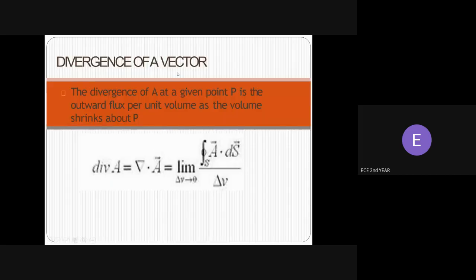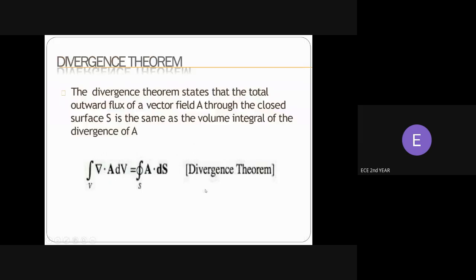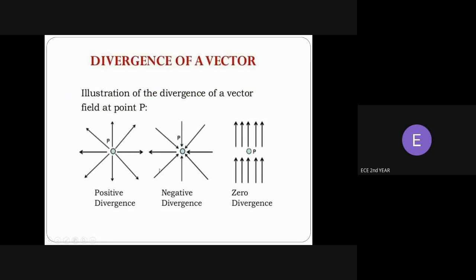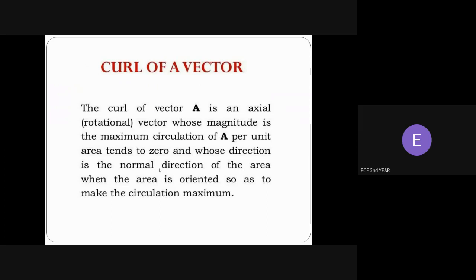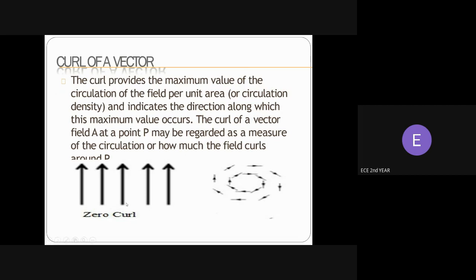And the next one is the other operation, divergence. One formula is given, the theorem related with divergence is given here, and different types of divergence are explained: positive, negative and zero. And next one is the curl, which is nothing but the rotation of a vector, in which the field will have the maximum value. And the difference is given here. What is curl? It means rotational. So if the lines are like this, it is zero, and if it rotates, it is rotation.